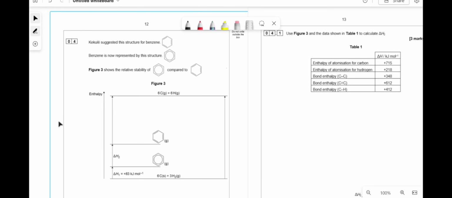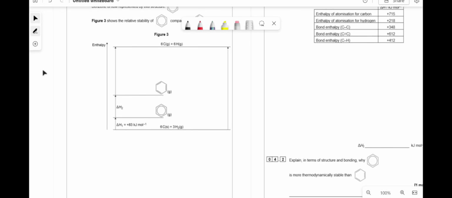calorimeter. All right, so Kekulé suggested this structure for benzene. So you've got 3 double bonds here and 6 carbons. Benzene is now represented by this structure with the ring, and it shows the relative stability of the ringed one compared to the Kekulé structure. So you can see that we have a little Born-Haber cycle going on here.